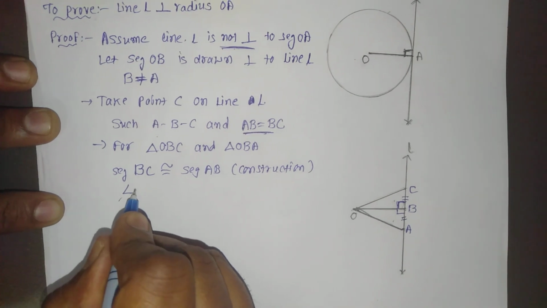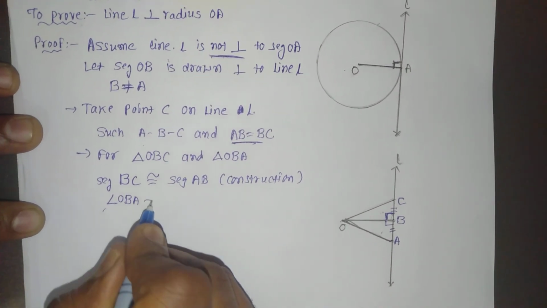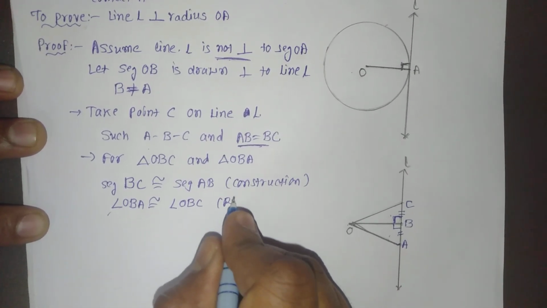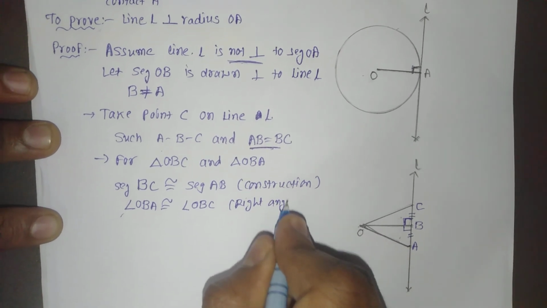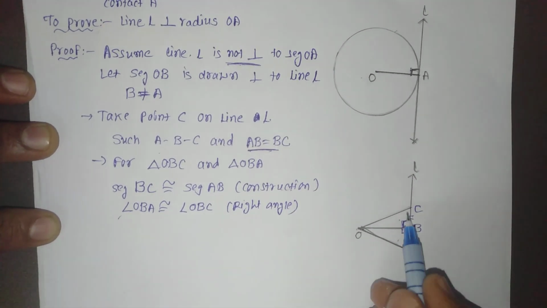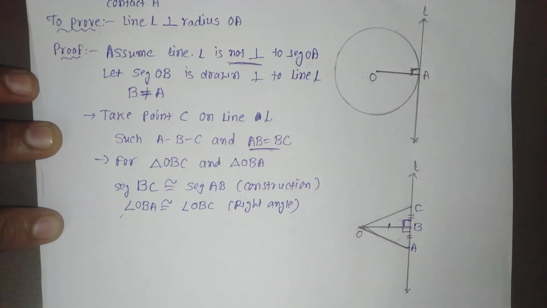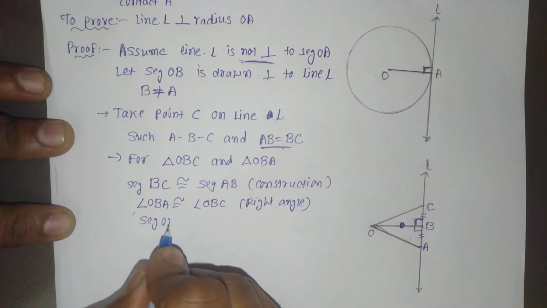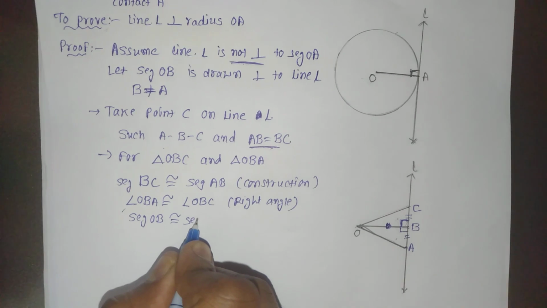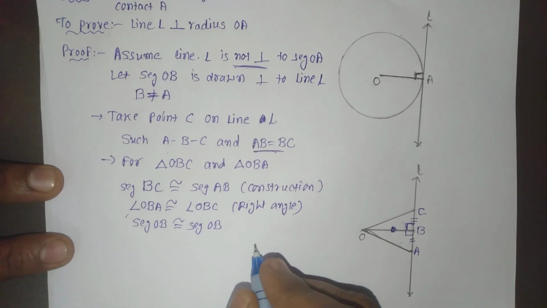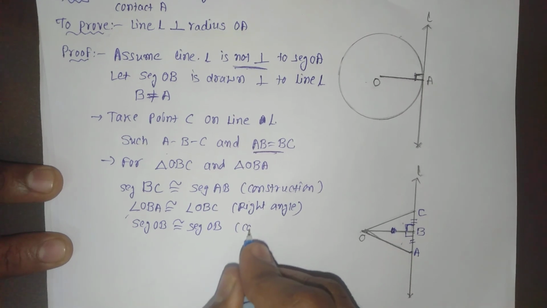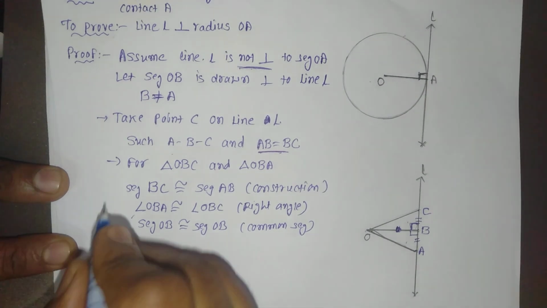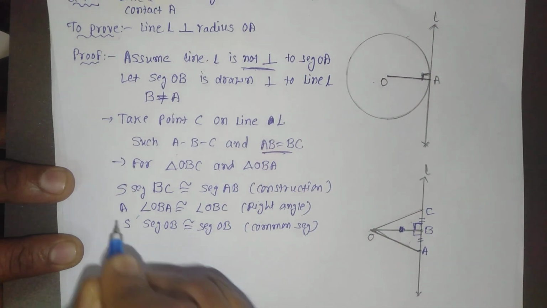So I can say angle OBA is congruent to angle OBC. Why is it so? Because both are right angles. As well as you can see, in this triangle OB is common, and in this triangle also OB is common. So OB is a common side for both. So I can say segment OB is congruent to segment OB, because it is a common segment. So here you can see the side angle side theorem is implemented.